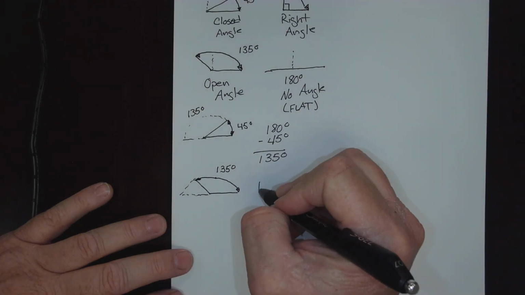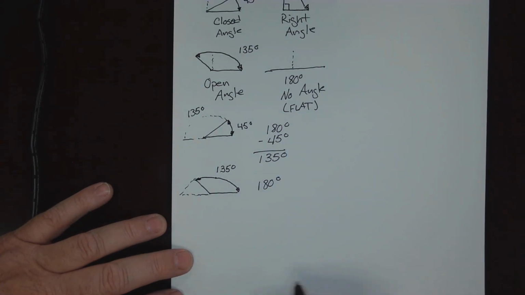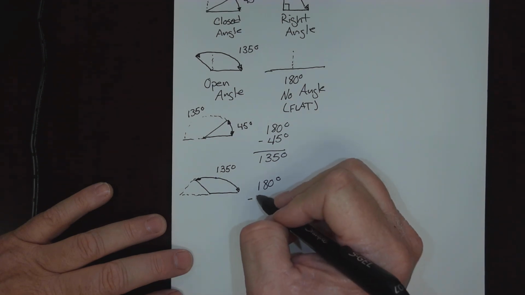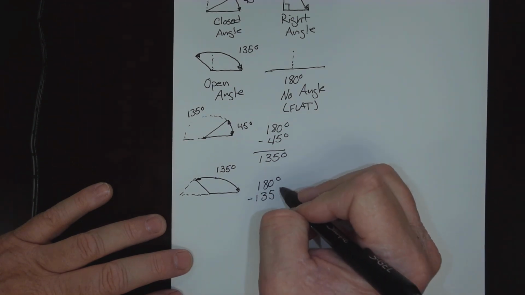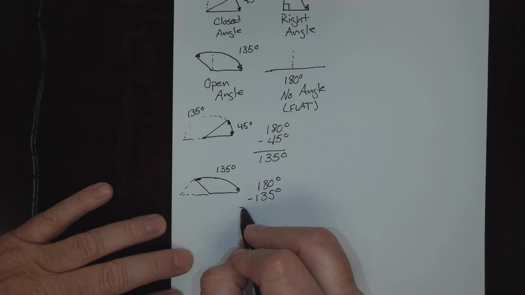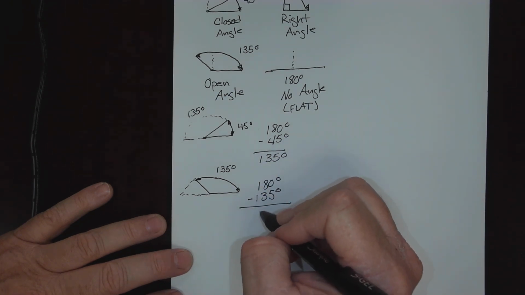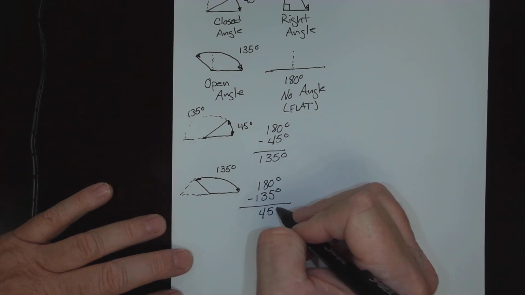Once again, we'll set our flat at 180 degrees. We're going to subtract 135 degrees. And in this case, we're going to end up with, guess what, 45 degrees.